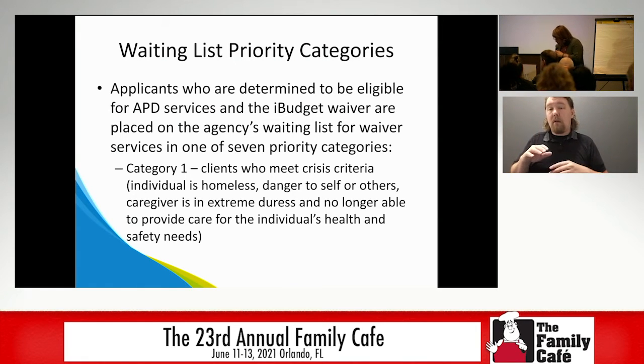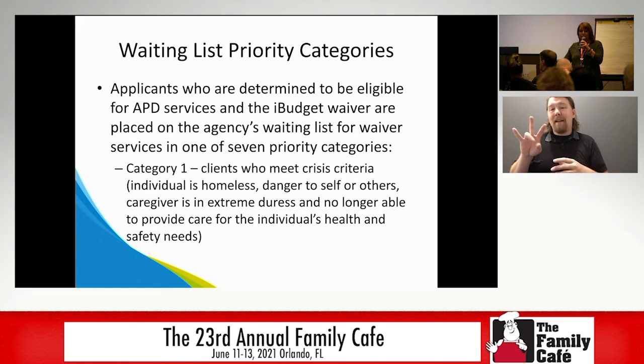waiver. So applicants who are determined to be eligible for APD services and also eligible for the iBudget waiver, the eligibility criteria is slightly different, so they have to be eligible for both. They will be placed on the agency's waiting list for waiver services in one of 7 priority categories.